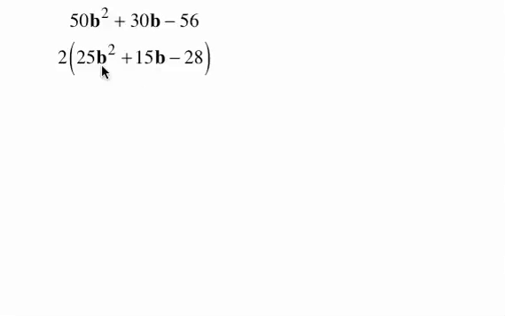Okay, so we're looking for the product of the first and last terms. So the product of the 25b squared and the negative 28. That is negative 700b squared. And we're looking for the product of these two numbers that adds up to give you the middle term, which is 15b. Okay, now, I know that 25 times 28 is 700, and they're 3 apart. If I look at like 10 times 70, well, that's 60 apart, right? And so like 10 is quite a bit smaller than 25. So if I go and look at 20, all right, 20 times 35 is 700.